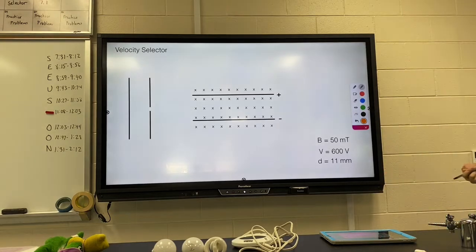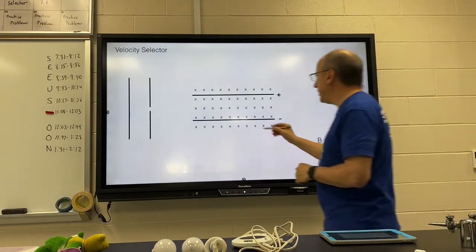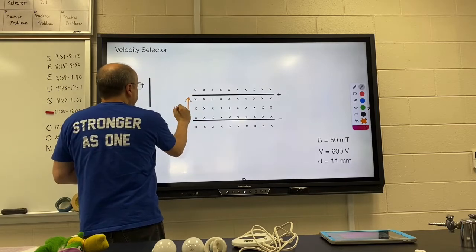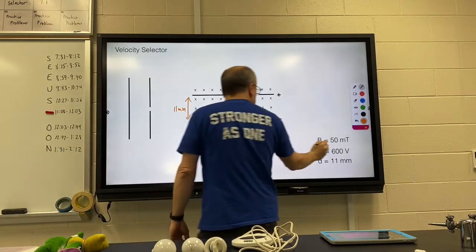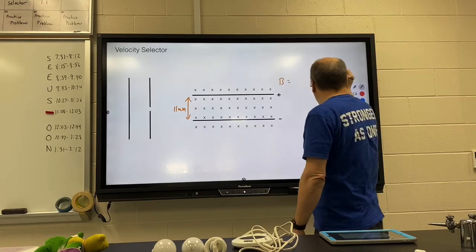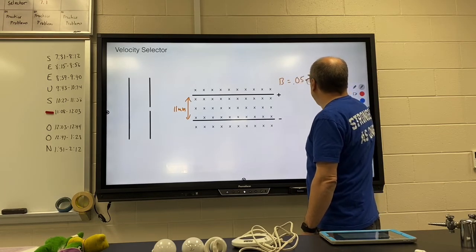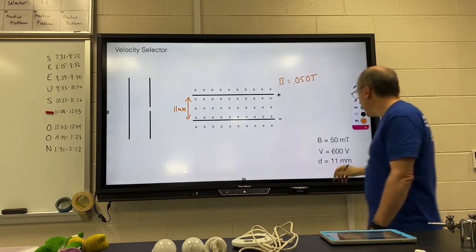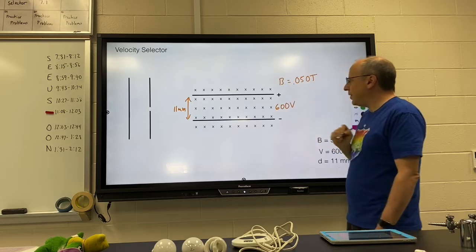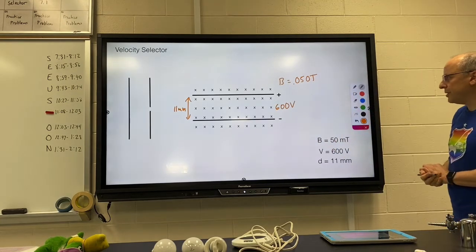So what I'd like you to do is to try to figure out what velocity would make it successfully through these plates. So I tell you the distance between the plates, 11 millimeters. I tell you the strength of the magnetic field. It is 0.05 Tesla. And I tell you the voltage on the plates is 600 volts. So try to work through this problem.